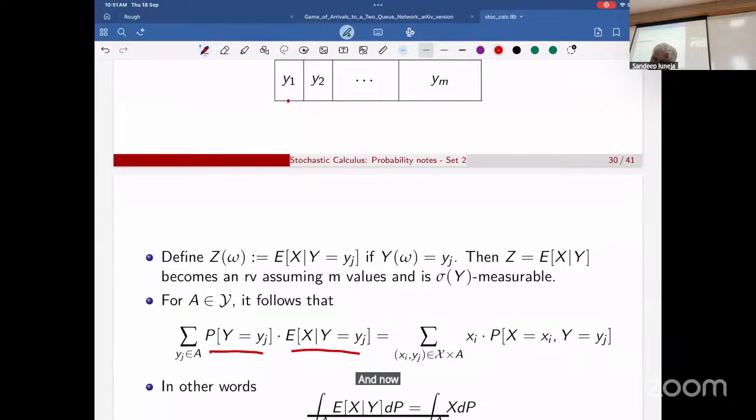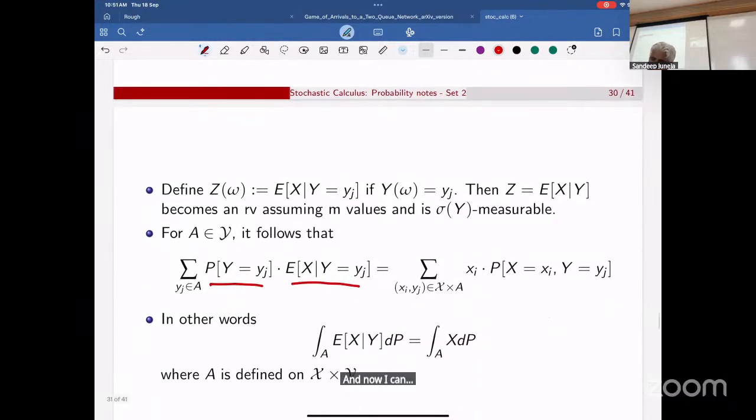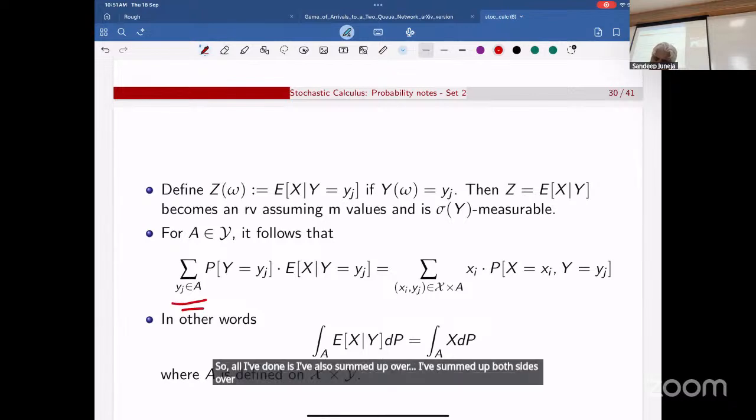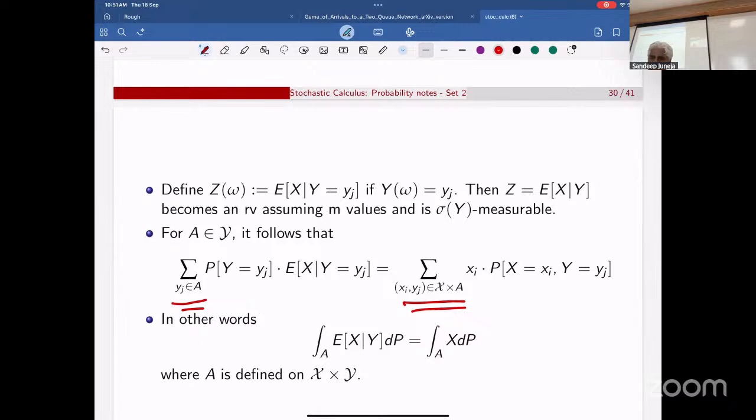And now I can sum over all yj lying in A. I mean, this product here is just this summation for yj fixed. So all I've done is I've summed up both sides over yj belonging to some set A. So are you with me so far that this equality is true on the top side?